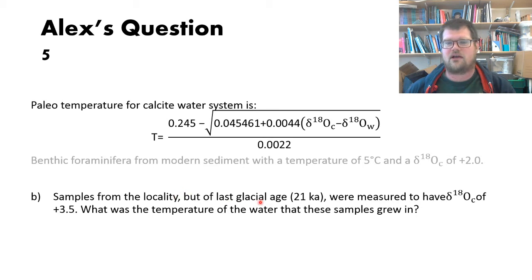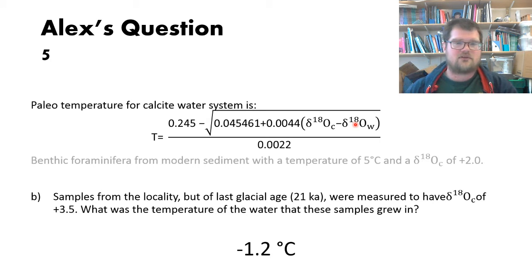We have a last glacial sample now rather than a modern sample, and it's measured to have carbon isotope composition of plus 3.5. Okay, so now all we're asking you to do is calculate the temperature. And once again, super straightforward. You just plug your new value into this equation here, using the value of water that you calculated before. And you chug through, you get an answer.